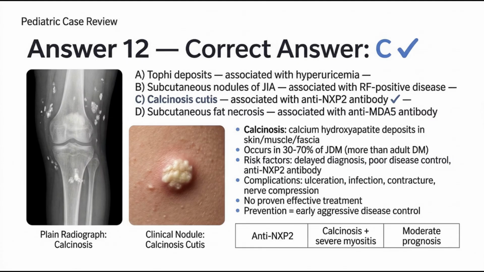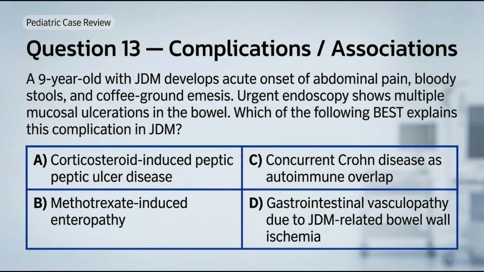Risk factors include delayed diagnosis and poor disease control. Complications of calcinosis include ulceration, secondary infection, contractures, and nerve compression. There is no proven effective treatment for established calcinosis. The most important clinical message is that early aggressive disease control is the best prevention strategy. Question 13. Complications and associations.